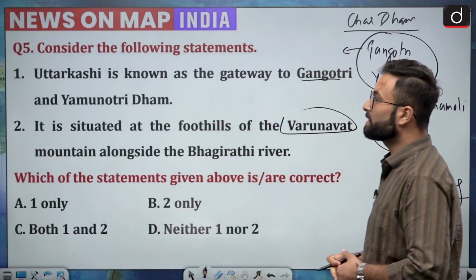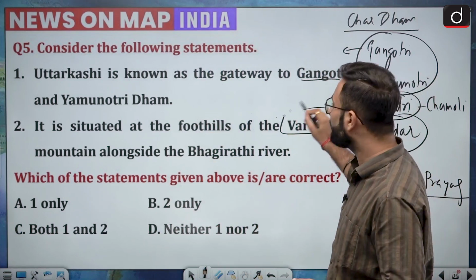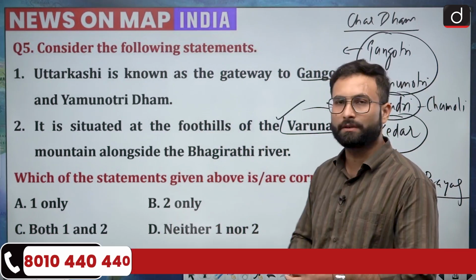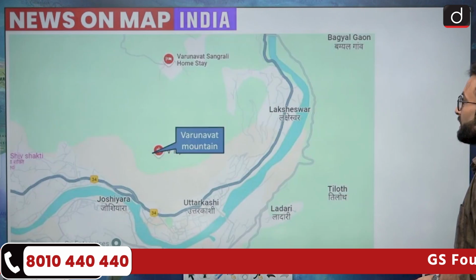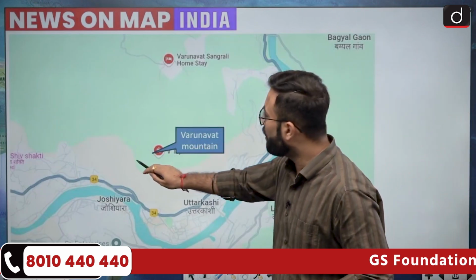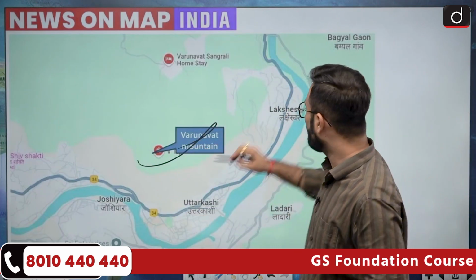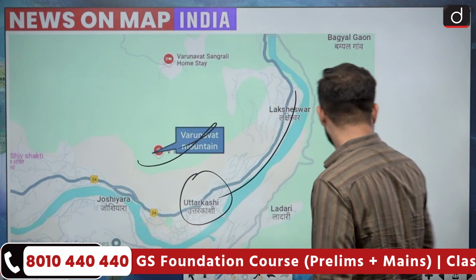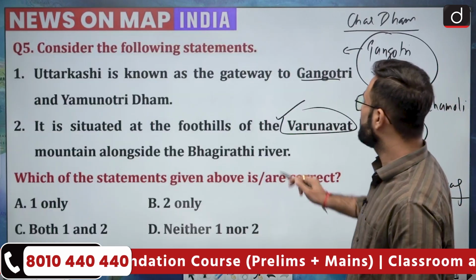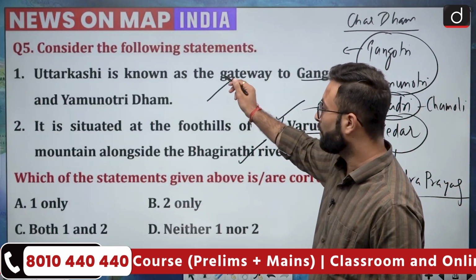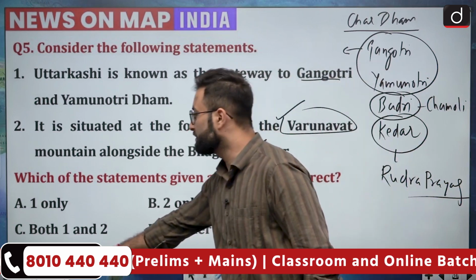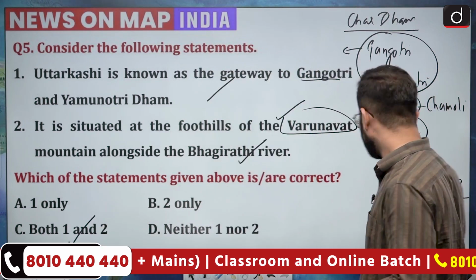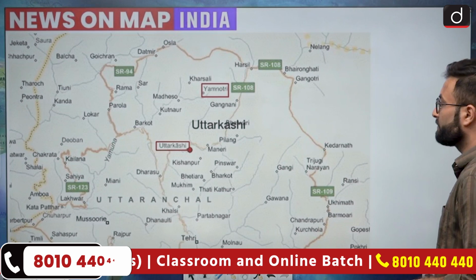Then coming to the next one, it is situated on the foothills of the Varunavat mountain alongside the Bhagirathi river. In the next slide we will see this is the area of the Varunavat mountains, and alongside we have the Bhagirathi river as well, in the Uttarkashi area. So statement 2 is correct, statement 1 is correct, and option C would be the right answer over here.